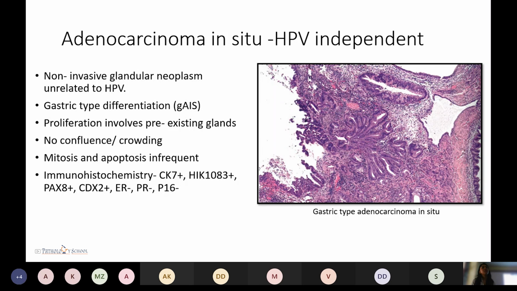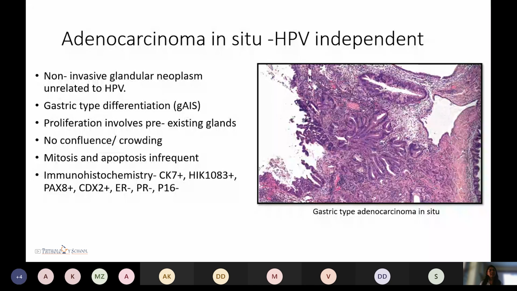Moving on to adenocarcinoma in situ HPV independent type. Now, this is also a quite common entity. It is a non-invasive glandular neoplasm. It will not have those apical mitosis and karyorrhexis. This has a gastric type of differentiation. That is why it is called a GAIS. So proliferation mainly involves the pre-existing glands. There will be no confluence, no crowding.